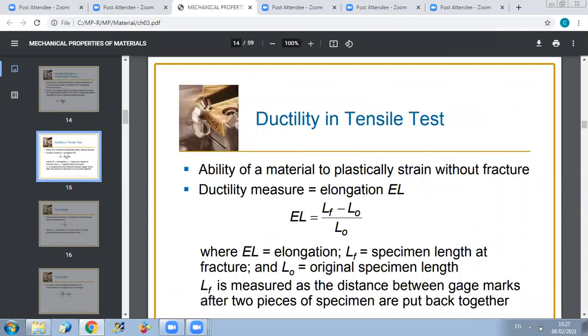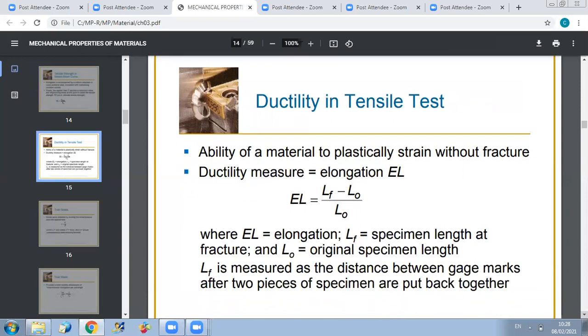Now, another important property that can be measured from the graphs is the ductility. The ductility is the ability of a material to plastically strain without fracture. The ductility is a qualitative property, and it can be represented by several quantitative properties. One of the properties that can be a measure of ductility is the elongation, the final elongation, which is L final minus L0 over L0. And this represents the percentage of variation of length that the specimen can undergo before rupture.